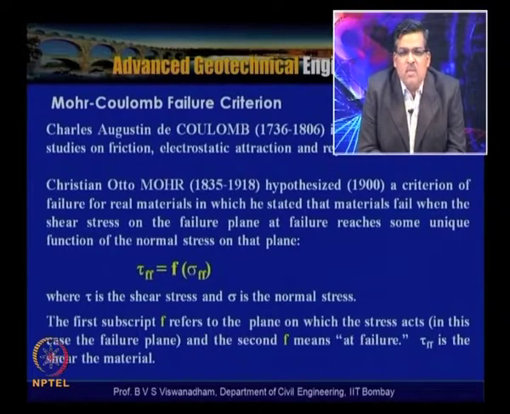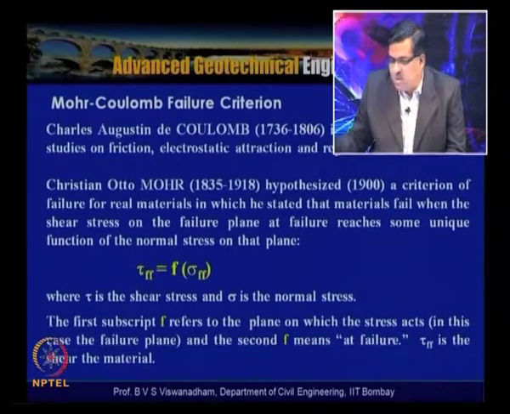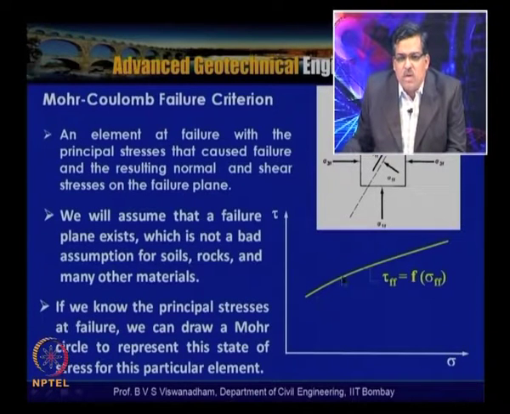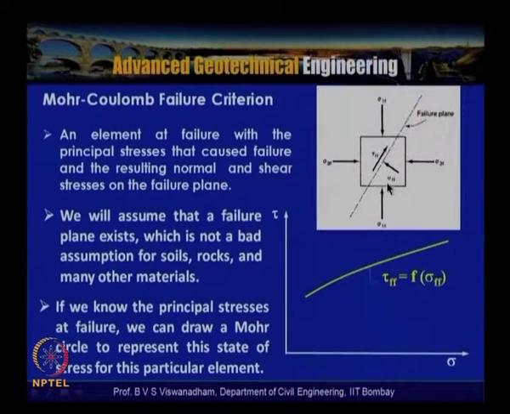This was then combined with the Coulomb criterion, in the tau versus sigma space, where according to Mohr's hypothesis tau ff is equal to a function of sigma ff. Here tau ff is the shear stress along the failure plane at failure, and sigma ff is the normal stress at failure. This can be achieved because for an element at failure, with the principal stresses that caused the failure, we get the resulting normal and shear stresses on the failure plane. We assume that a failure plane exists, which is not a bad assumption for soils, rocks or many other materials.